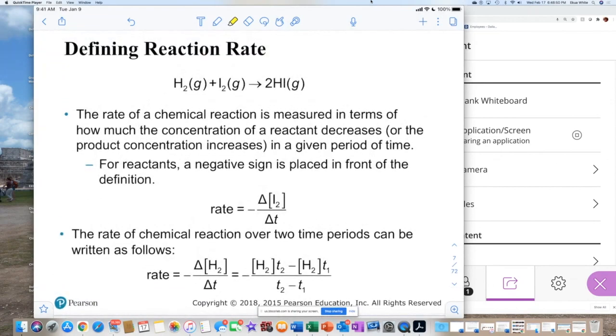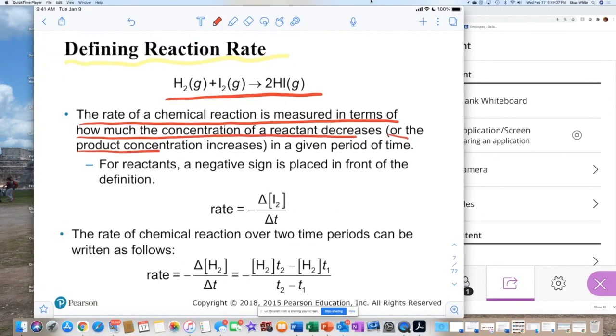Just think about it. Okay, so now we're talking about defining rate. We're defining rate now and going further into stoichiometry. Now we have a balanced equation. We're told here the rate of a chemical reaction is measured in terms of how much the concentration of a reactant decreases or the product concentration increases. Didn't we say this before? Yeah, we're saying it again. But now we're actually going to do something with it.